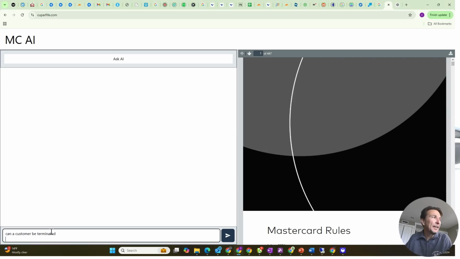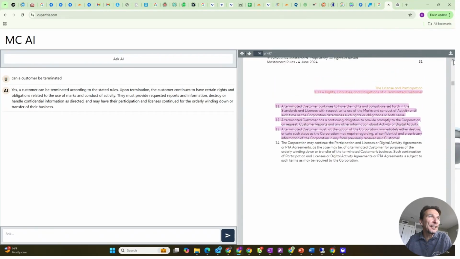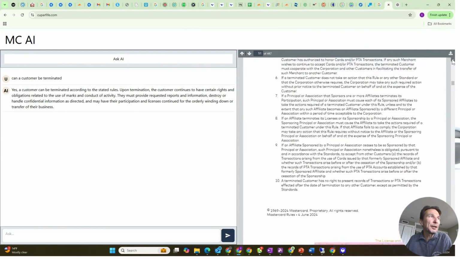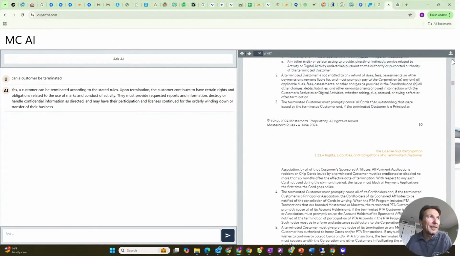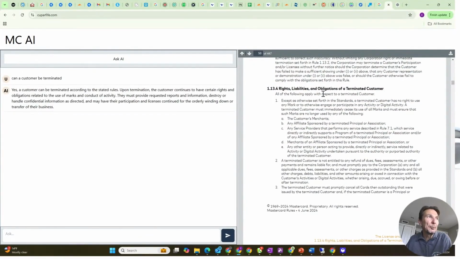So let me ask it a question. Here's the question: can a customer be terminated? And basically it's saying yes. On the right-hand side, the PDF has jumped to the section where it thinks it got the answer from. So this is interesting. It gives me a chat response, and also highlights the text. You can see I didn't quite get all of the areas highlighted, but it goes down into this section: rights, liabilities, obligations of a terminated customer.